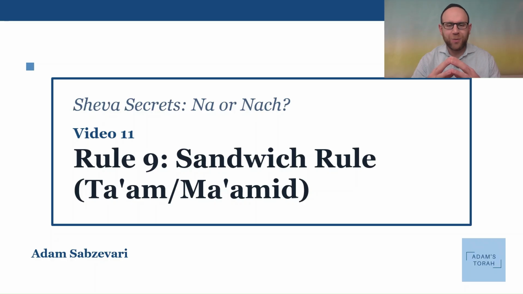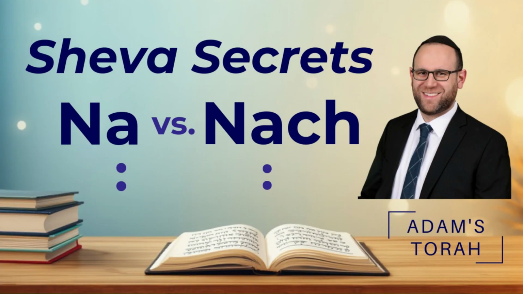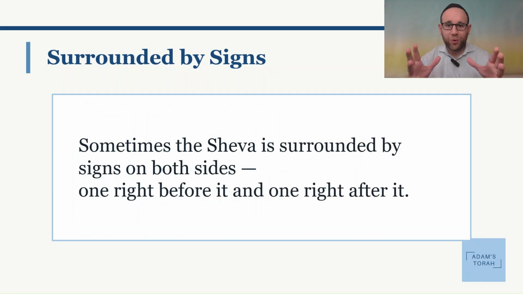In today's video, we will learn rule number 9, the sandwich rule, when there is a Sheva between a Ta'am and a Ma'amid. Let's dive in. For this rule, we're going to speak a little bit about Ta'amim.